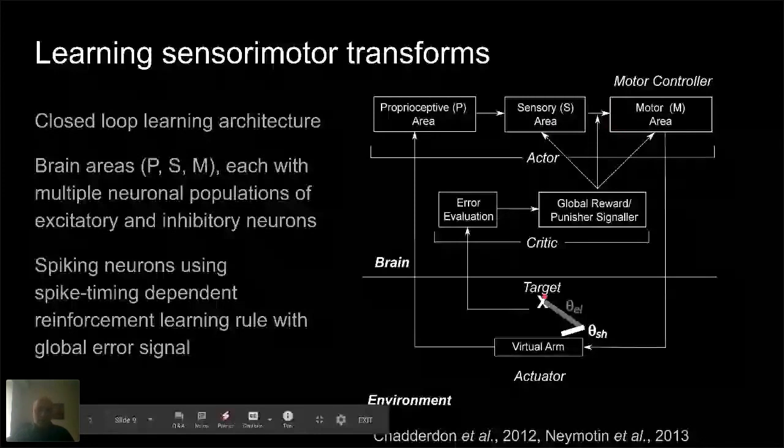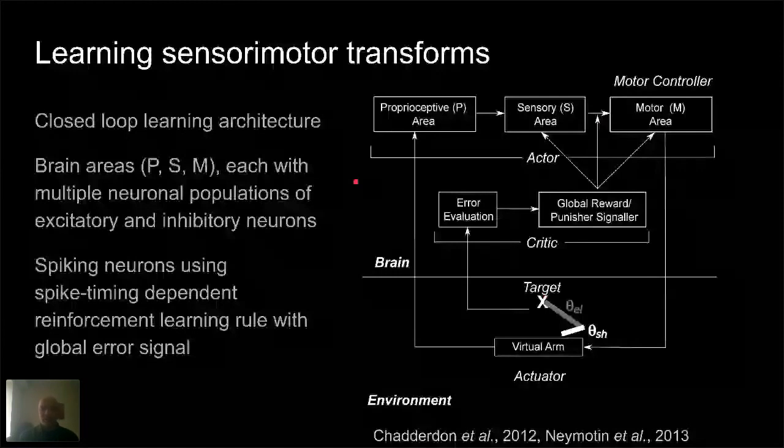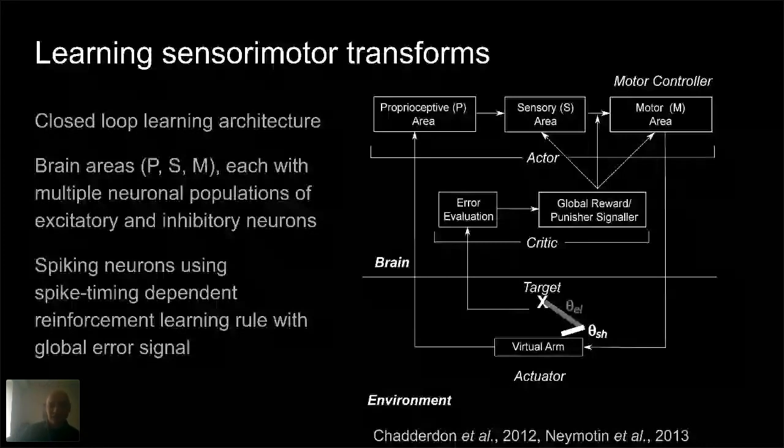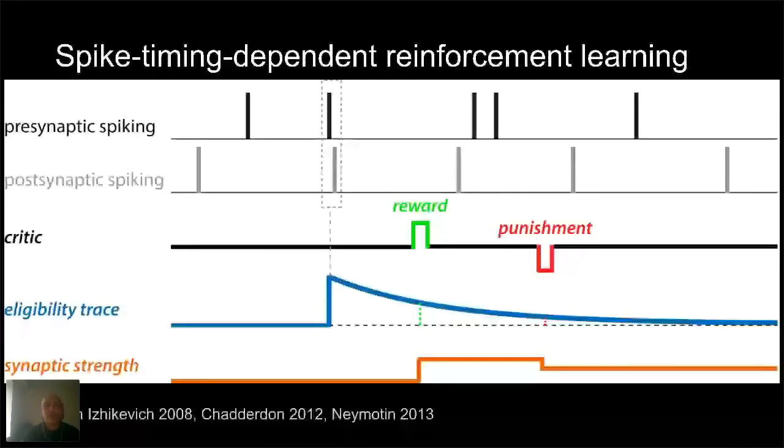So we used a spike timing dependent reinforcement learning rule, which takes a global error signal. Basically, initially, the model is set up with random weights, and then it produces these movements, which are stochastic, and that's called motor babbling. Then over time, when the arm moves towards the target, the synapses which were recently activated get reinforced, and the ones which contribute to the wrong movements are punished, and they get weakened. So over time, this learning rule, spike timing dependent reinforcement learning, can contribute to the proper behavior. So this shows the rule in a little bit more detail.